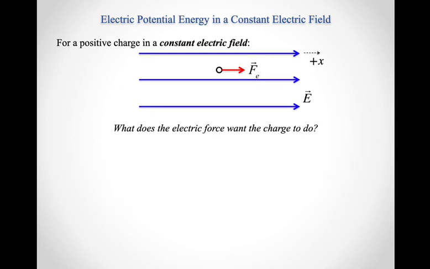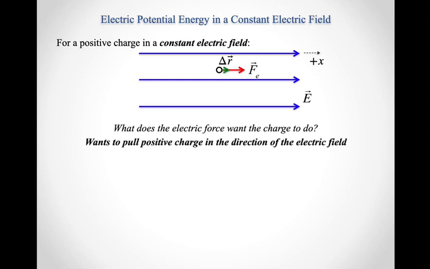So let's figure out how we can calculate this out. And so let's look at a situation where, again, we've got an electric field pointing to the right. We'll let that be the positive x direction. Let's start by putting a positive charge into our constant electric field. I can start with the question, what does the electric force want the charge to do? Well, obviously the electric force is going to try and pull the charge, pull our positive charge in this case, in the direction of the electric field. It wants to pull it to the right.